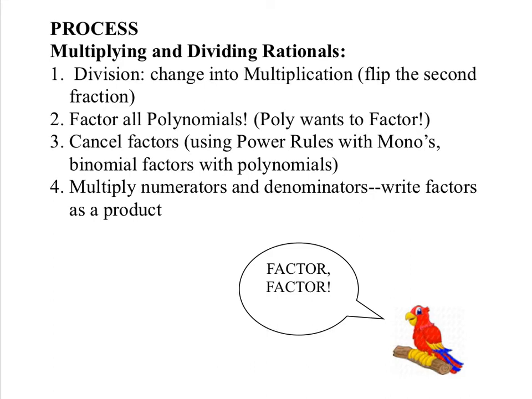The next thing would be to make sure all your polynomials are factored. Just remember, Poly wants to factor. Cancel factors using power rules with your monos, and then binomial factors will cancel other like binomial factors. And again, keep in mind that canceling is numerator to denominator. And then once the canceling is done, you're going to multiply the top, multiply the bottom, and again, we'll generally be writing these just as a product of factors, not actually multiply.